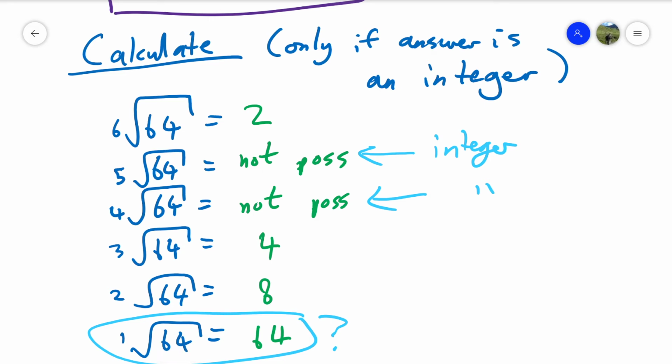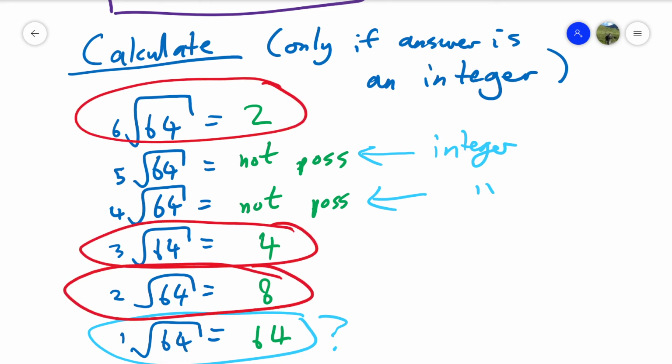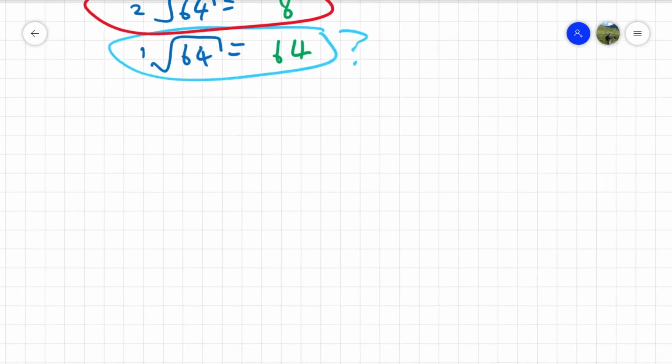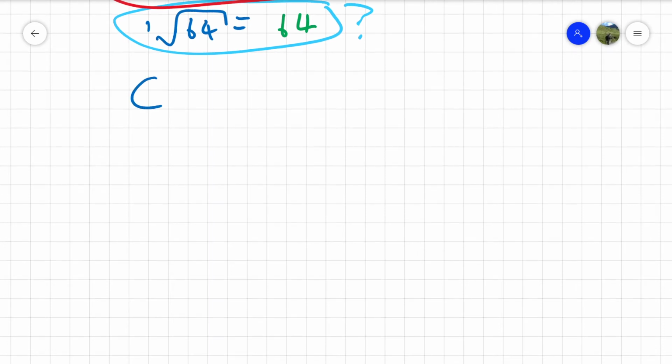And just a little thought: examiners love using this pattern because there are 3 different roots of 64. So you often get weird questions which use the number 64, because there's this pattern, which means you can easily give answers that are integers.